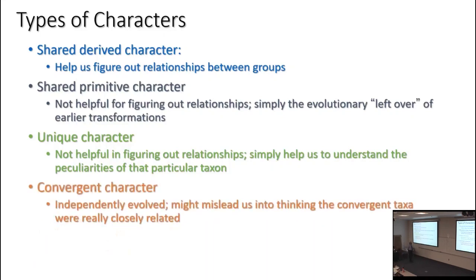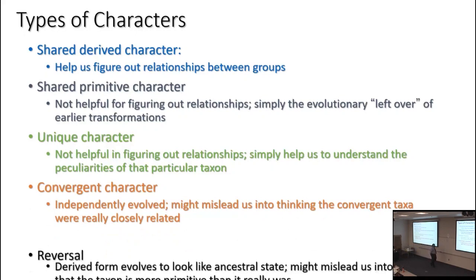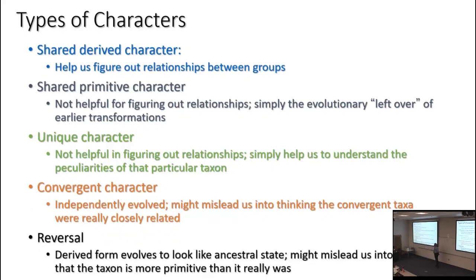Convergent characters might mislead us into thinking the convergent taxa are closely related, and similarly reversals might mislead us into thinking the taxa are closely related, and in fact it might, as you say, pull those taxa further down the tree, earlier branching than they actually were. And that's why we need to look at a diversity of traits and a bunch of taxa to be more secure in our results.